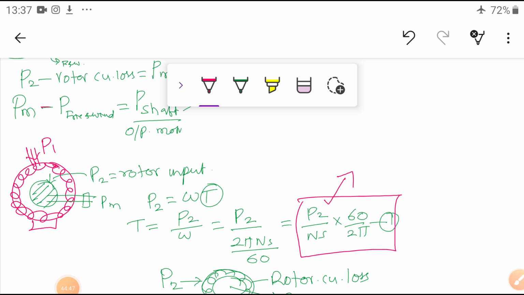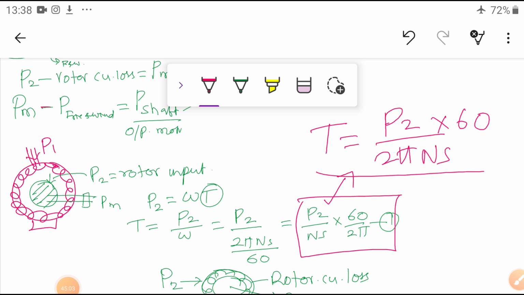T is equal to this value. So what we have written, T, torque, is equal to P2 by 2 pi Ns into 60. This is the torque equation I required initially.